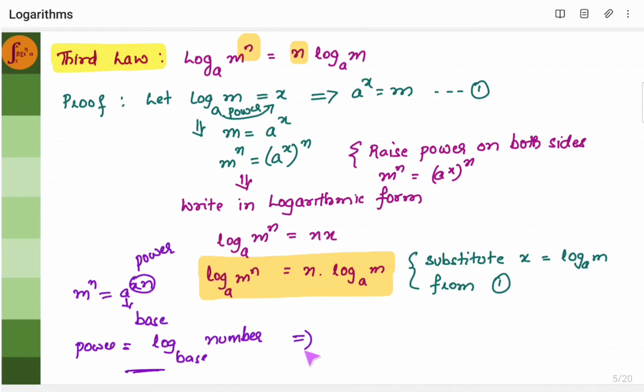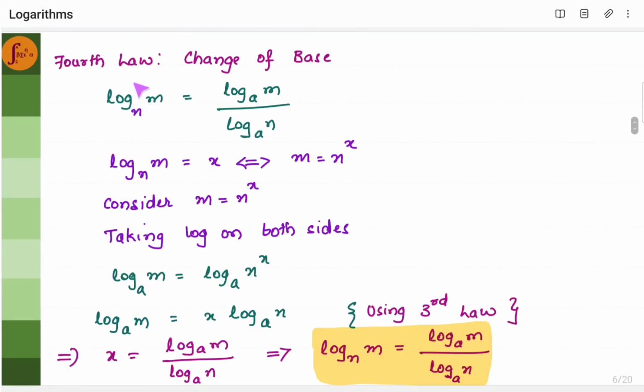This is an easier way to remember. Power is equal to logarithm to the base of a number. So you can write it as: power is x into n, is equal to logarithm of base a and number m to the power n, right? So that's what we've written here. Logarithm of m to the power n with the base a is n into x. Now what is x? x is nothing but log m. So we have proven this theorem. Log m to the power n is n log m.